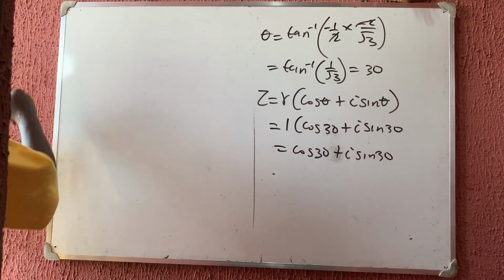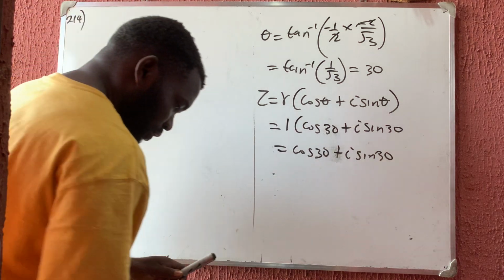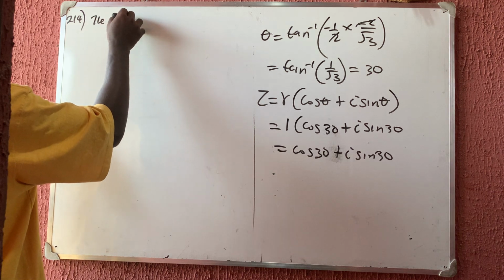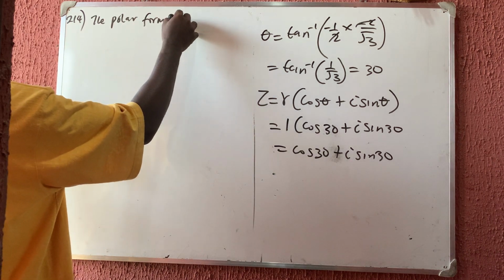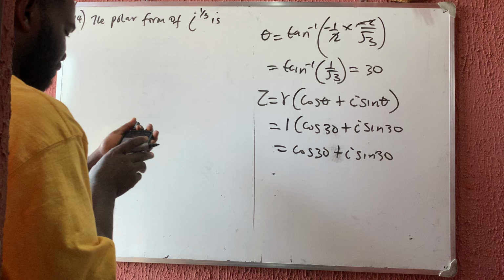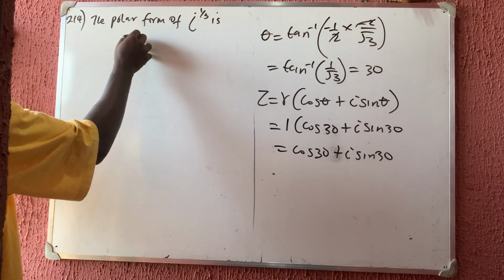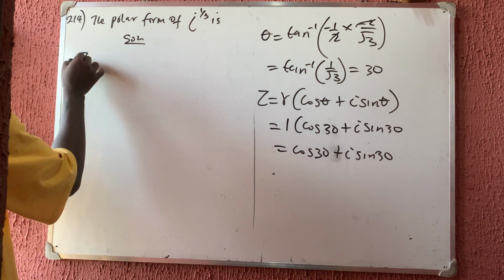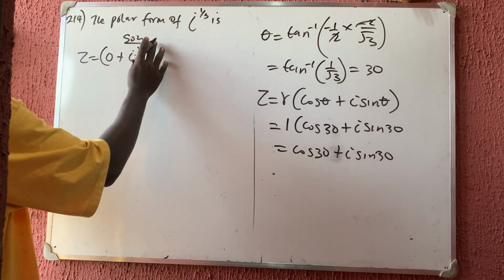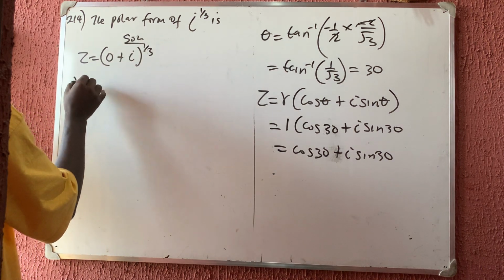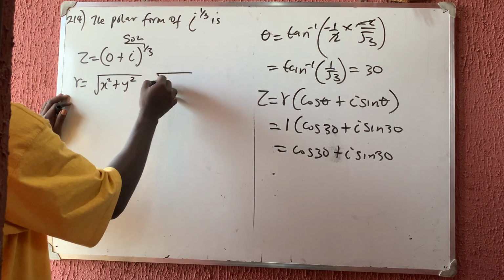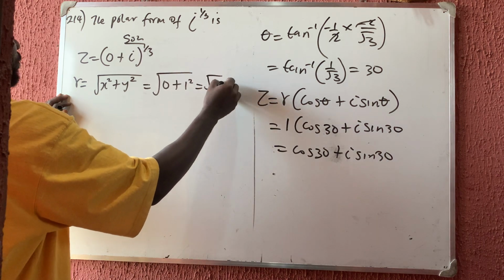Question number 214 says the polar form of i raised to power 1 over 3 is, okay, the polar form of this. Solution: first of all, z is equal to 0 plus i, then raised to power 1 over 3. My r, the modulus, is the square root of x squared plus y squared, which is the square root of 0 plus 1 squared, which is the square root of 1, which is 1.